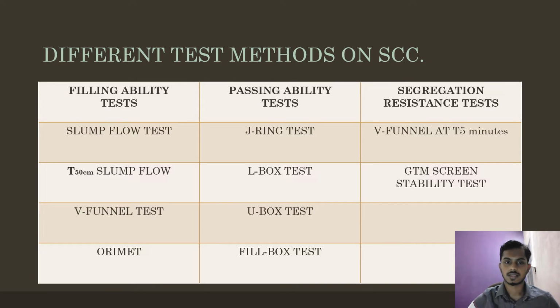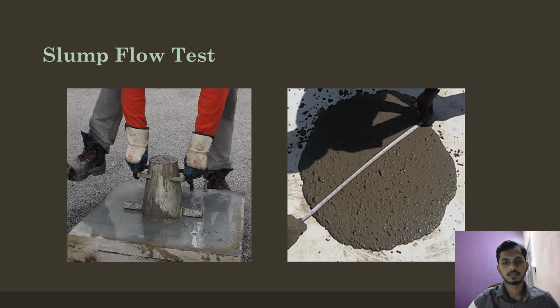Different test methods on SCC. Filling ability tests: slump flow test, T50 cm slump flow, V-funnel test, pyramid test. Passing ability tests are J-ring test, L-box test, U-box test, and fill box test. Segregation resistance tests: V-funnel at T5 minutes, GTM screen stability test. This is the slump flow test, example of the images.